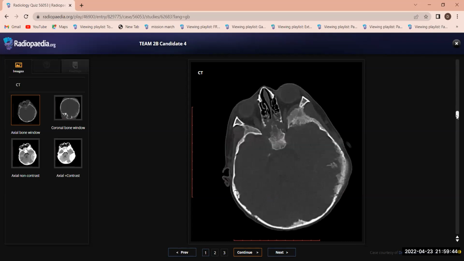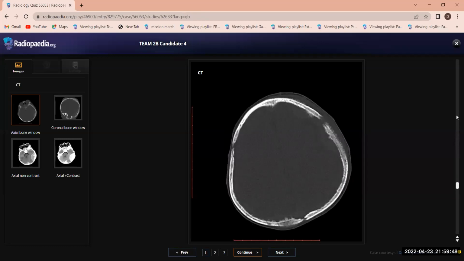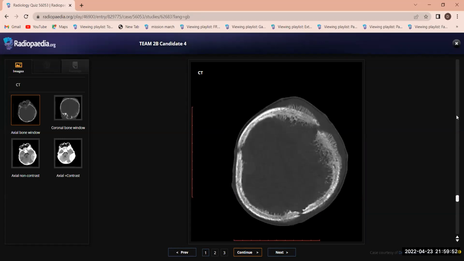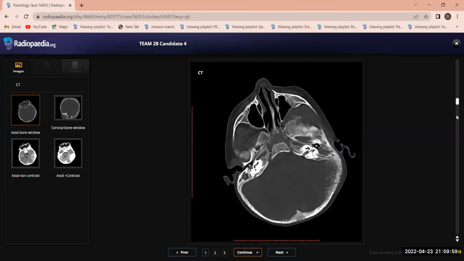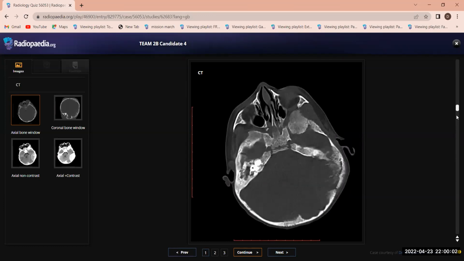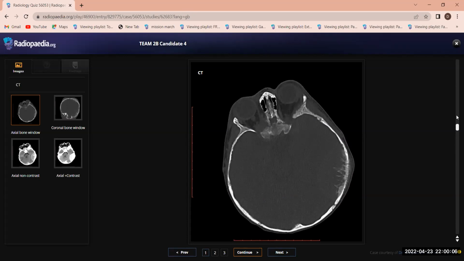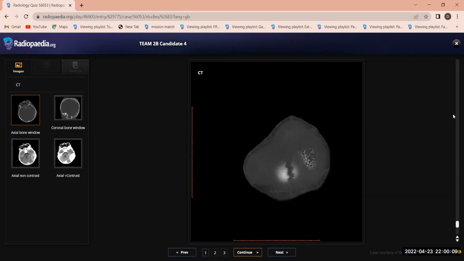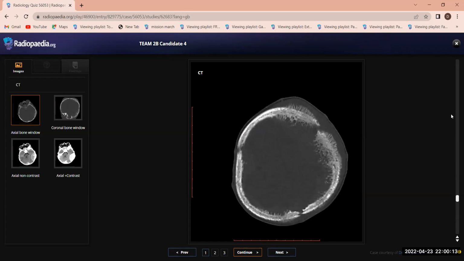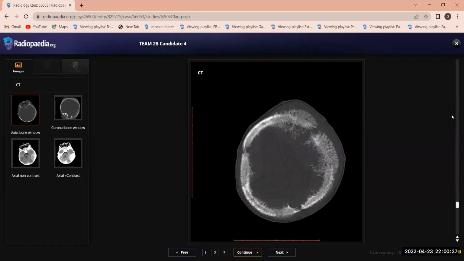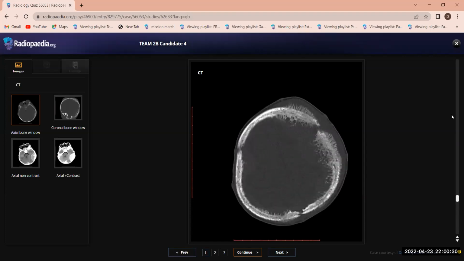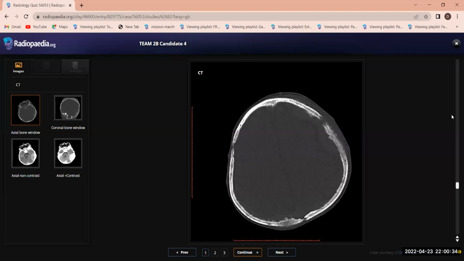So I've been provided with axial images of CT brain, bone window, in what appears to be a child. And I can see extensive osseous abnormality. There seems to be a sort of sunburst kind of periosteal reaction, but it's not involving a single bone, it's involving multiple bones: the left frontal, the bilateral parietal bones, even the occipital bones.